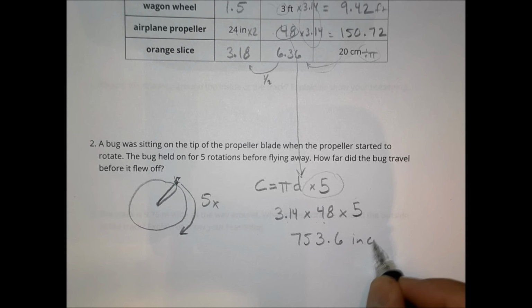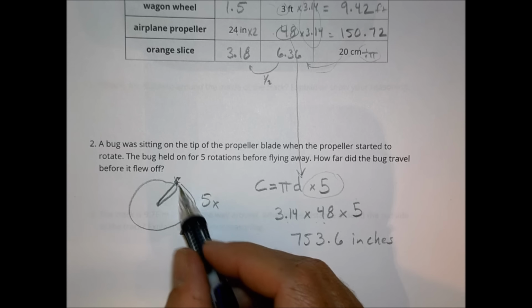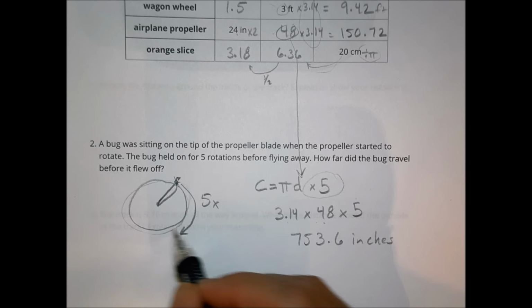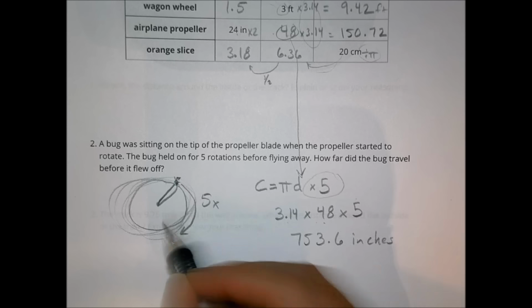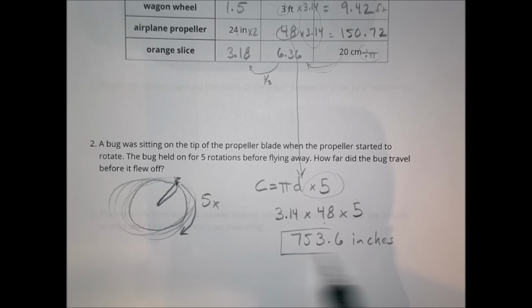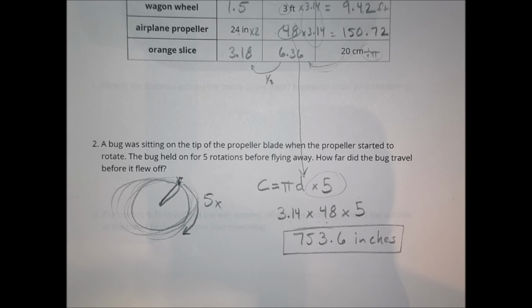753.6, and in this case, we're measuring the whole thing with inches. So the bug, staying on the propeller 5 times, goes around 1, 2, 3, 4, 5, for a total of 753.6 inches. What a trip the bug had. All right, looking at the next question.